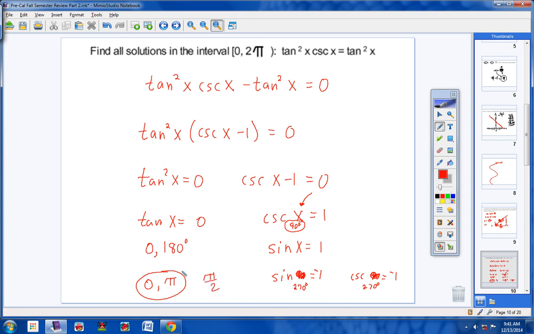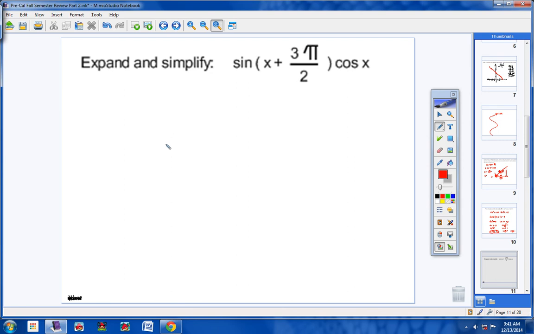So this problem here has 3 answers. These are really tough to do, guys. You just have to be really familiar with the equations and watch your little mistakes. Okay, moving on. Expand and simplify.